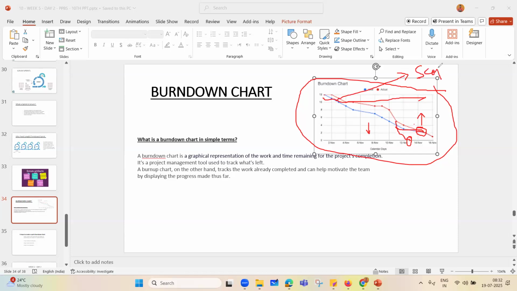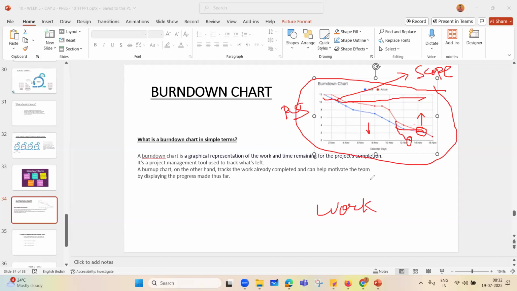Scope. And it will talk about the work completed. And here there will be dates again, and here will be the released items. Release story points. And this is how you are going to talk against the scope.